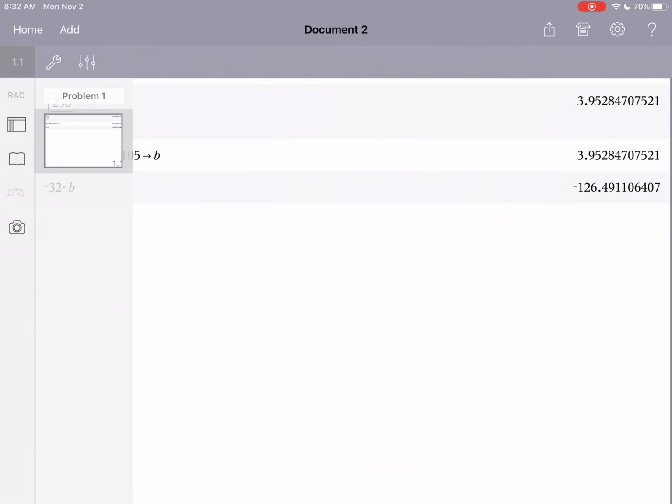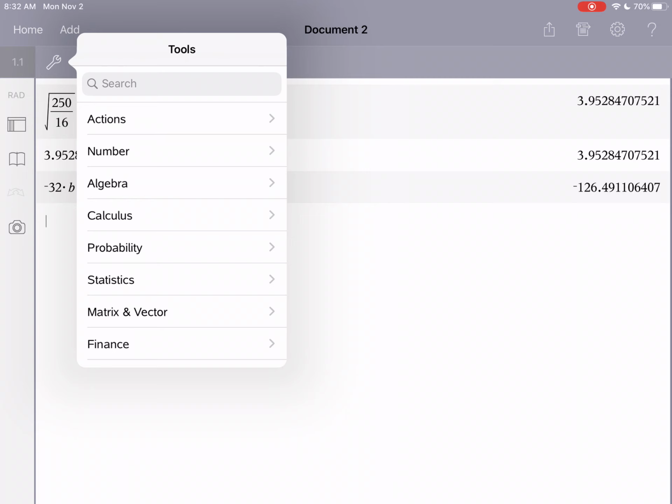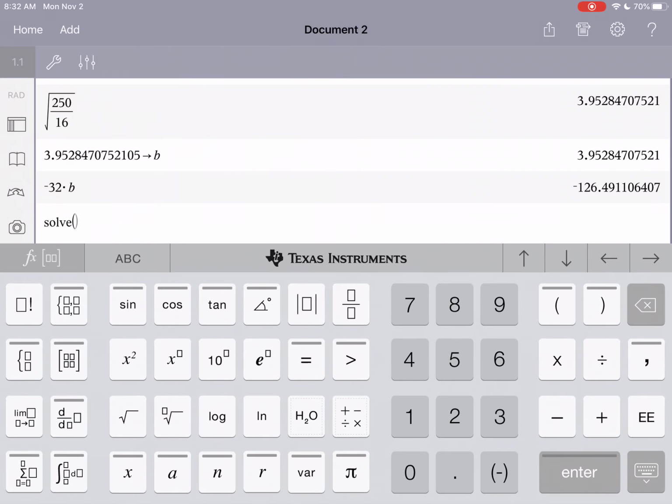Okay, so everybody, you're going to hit menu. You're going to do algebra, which for you is number 3, and then number 1, solve. And we wanted to know, when is our position function equal to 100? So our position function was 96t, and then minus 16t squared.